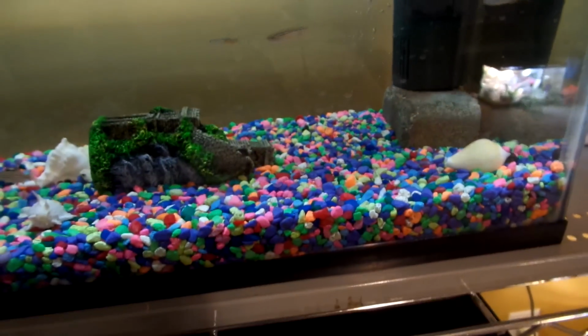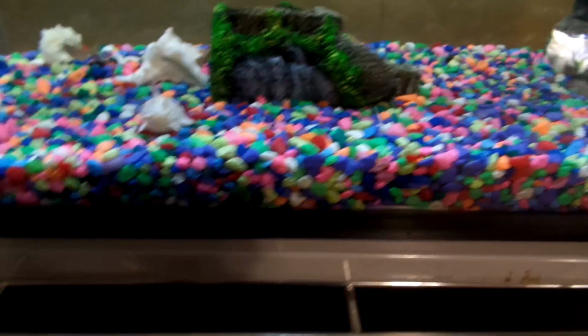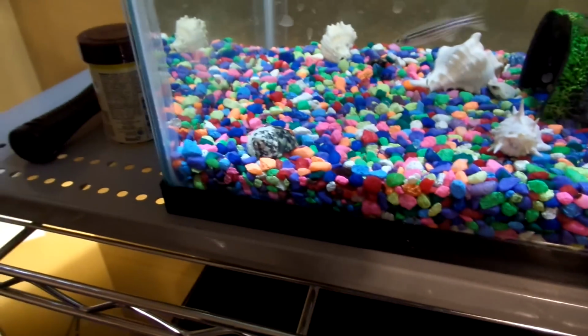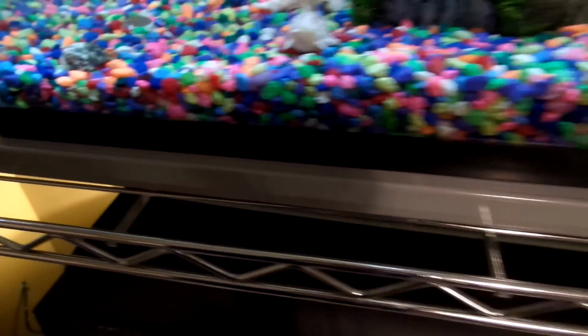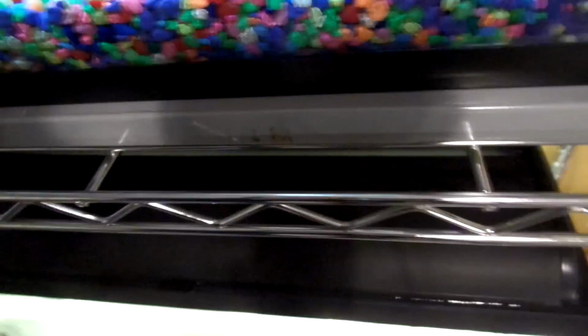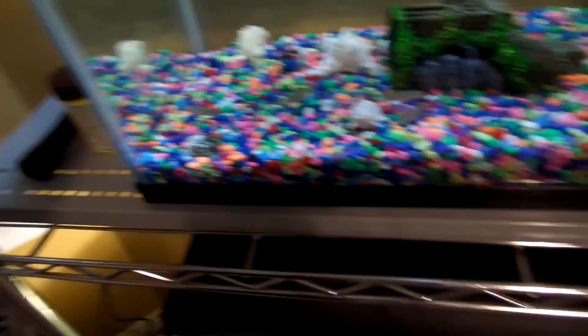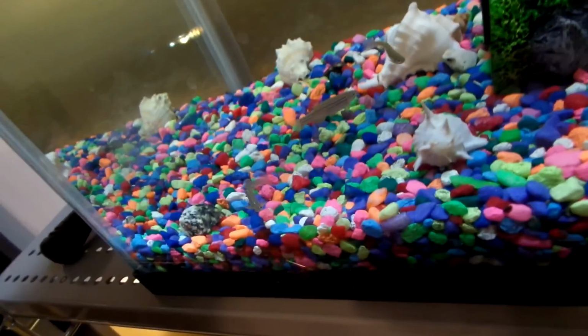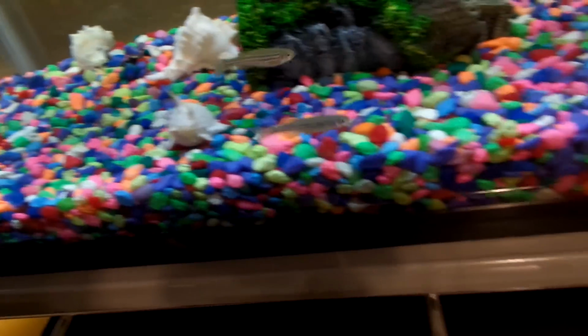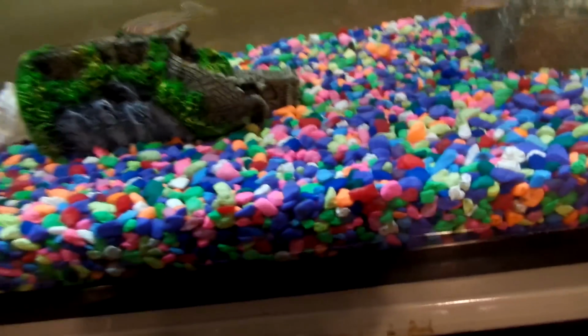Here I got some new fish, zebra danios, and I got some shrimp, some ghost shrimp. So the shrimp, where are they at? Okay, well, I don't know where they are, but let's see if we can find them. Well, you look at the fish.